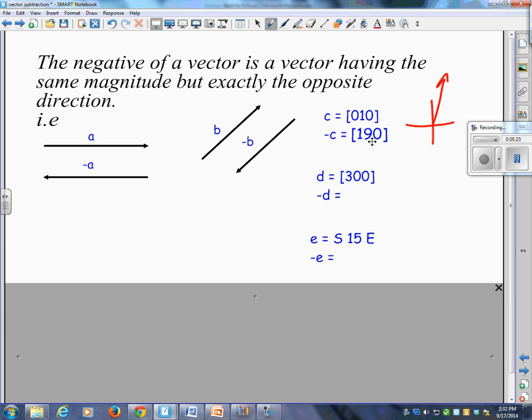190 is correct. How'd you do that? Add 180. You're driving down the street in your car, and you pull a 180. What do you do? Opposite direction, right? So you add 180 here. What if it's 300?